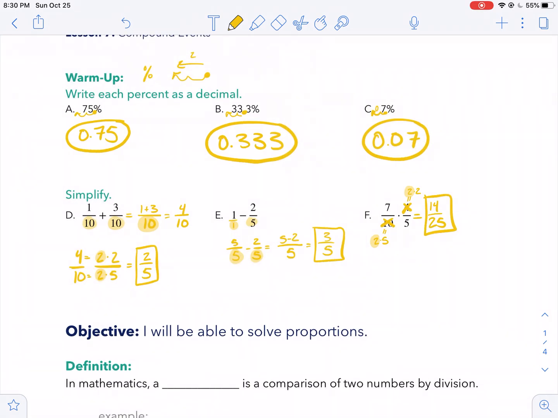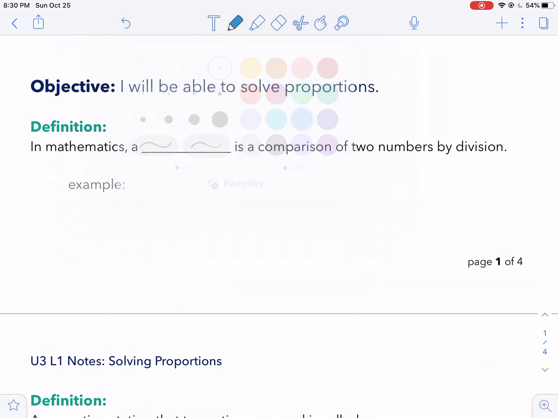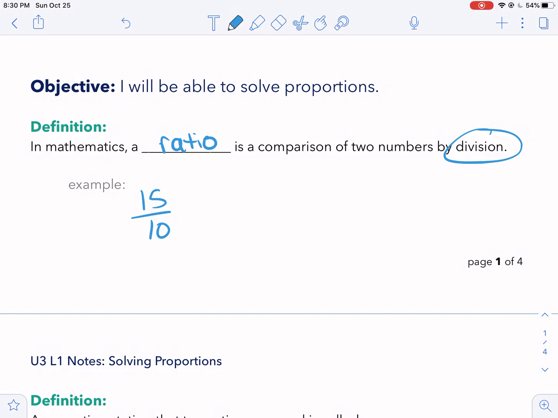Okay, now that we've got our nice review down, let's work with proportions. So you've heard this term before. Hopefully you've heard of the term ratio. When you hear ratio, just think fraction. You're comparing two numbers with division, and that's like 15 over 10. That's a ratio. You can also write a ratio like 15 to 10. You can also write it with words, 15 to 10, like that. Those are all fine. Those all count as ratios. When you hear per, that's also an indicator that you have a ratio. We'll get into that a little bit later.